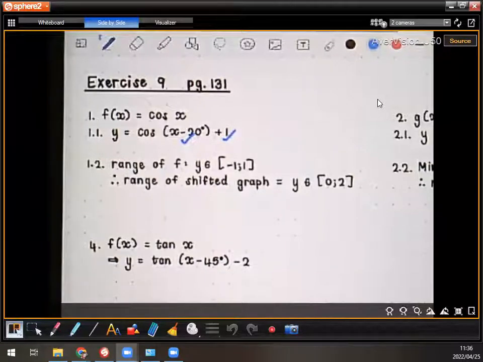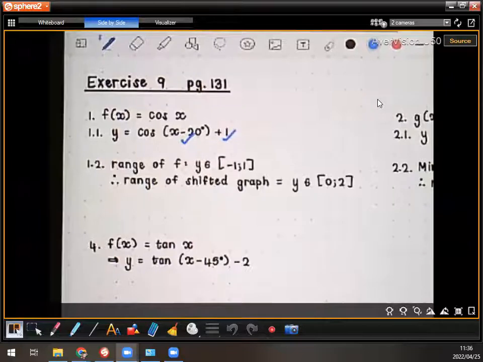Okay, 1.2 guys, they now ask for the range of the new graph. We did actually do an example like this in class on Friday, right? They asked for the range of the shifted graph. And like I said, think of the range of the original graph. For the cos graph it is negative 1 to 1. Right? So we find that.